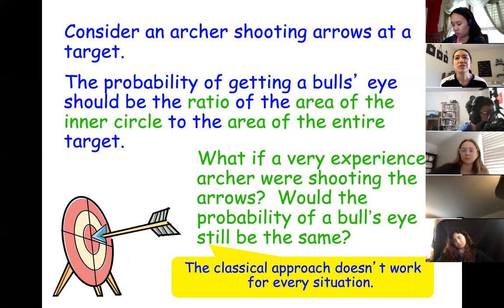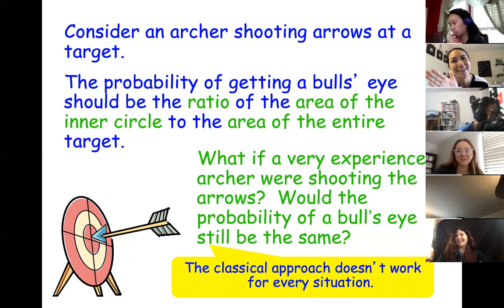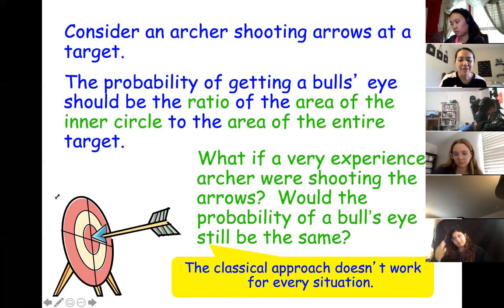Okay, maybe let's not use Katniss Everdeen since she's a fictional character. Let's say Steph Curry, basketball, right? He's known for being able to shoot 3-pointers. Am I right? Yeah, he's pretty good. Okay, if we wanted to find the probability that Steph Curry can hit a 3-pointer, what would we need to do if we wanted to find his true probability?